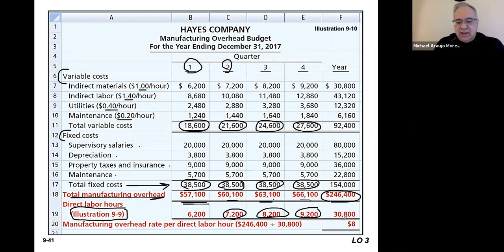$246,400 in overhead. That is for 30,800 direct labor hours, that's these four numbers hours total together. And so per direct labor hour, your overhead rate is $8 per direct labor hour. The total of 246,400 divided by the number of labor hours. So per hour, $8.